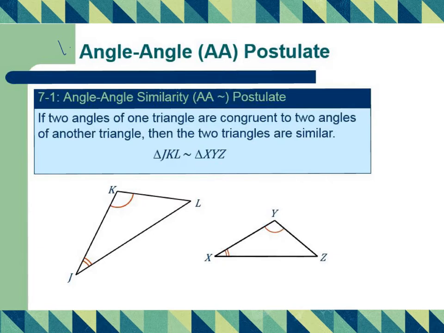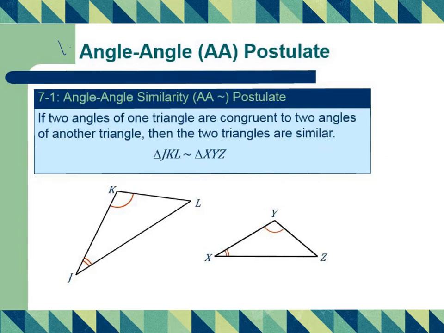And what our similarity shortcuts tell us is if we can identify that these shortcuts are true for any two triangles, then we know the triangles are similar. So the first shortcut tells us that if two angles of one triangle are congruent to two angles of another triangle, then the two triangles are similar.